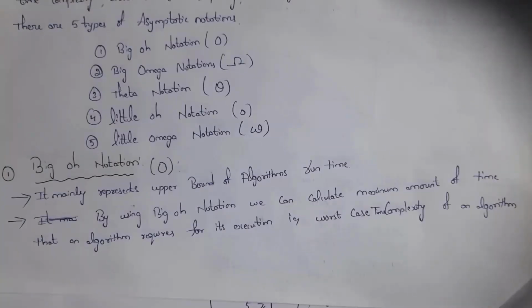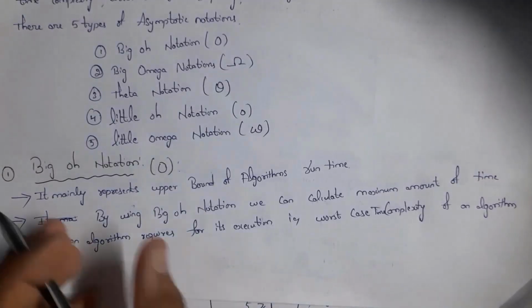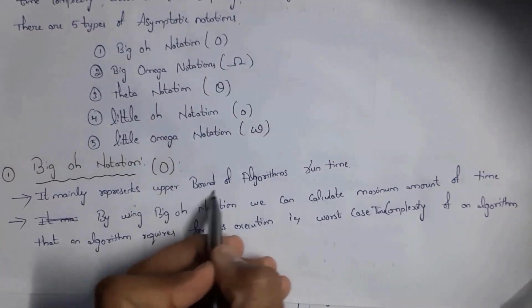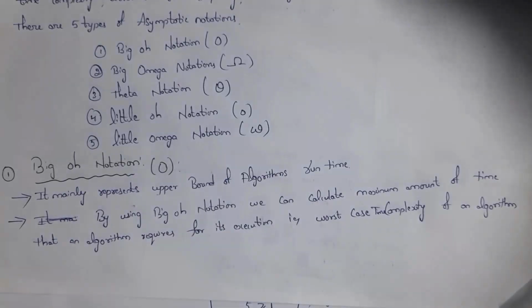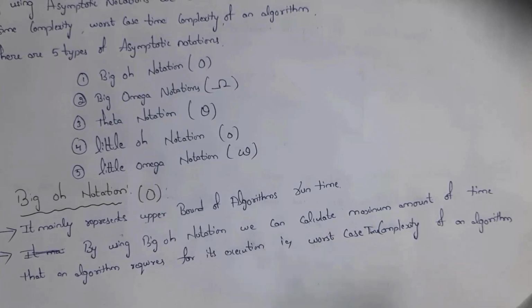First one is big O notation. It is denoted by the capital O symbol. Big O notation is mainly used to represent the upper bound of an algorithm's runtime. It is mainly used to represent the upper bound of an algorithm. And by using big O notation, we can calculate the worst case time complexity of an algorithm.